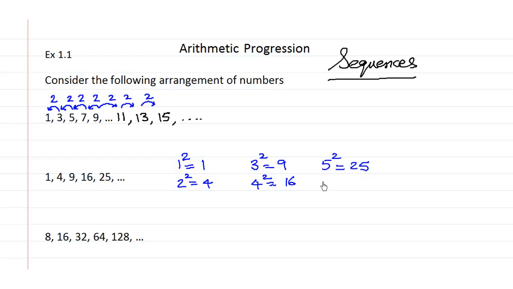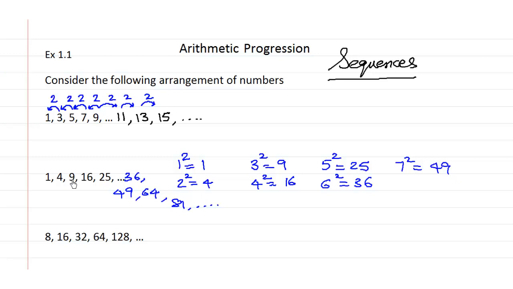So all these numbers are perfect squares. Therefore 6 square is 36. 7 square is 49, and so on. So we can guess that the next three numbers should be 36, then 49, then the square of 8, 8 square is 64, then 9 square is 81, and so on. So the special thing that binds all these numbers is that they are perfect squares.